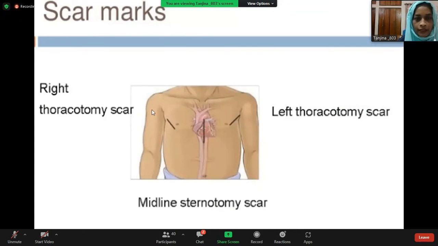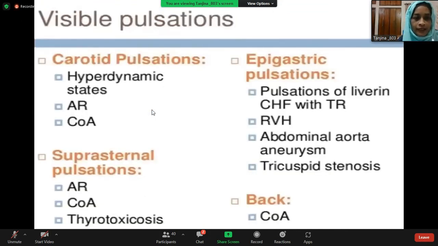Have a look to see visible pulsation in the carotid area for hyperdynamic state, in the suprasternal area for coarctation of aorta, and in the epigastric area for heart failure or right ventricular hypertrophy. And also see the back for any pulsation, seen in coarctation of aorta.